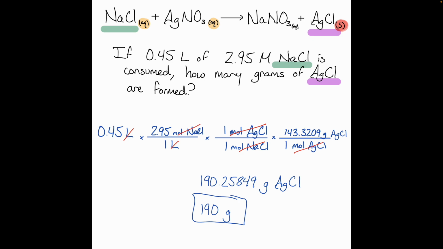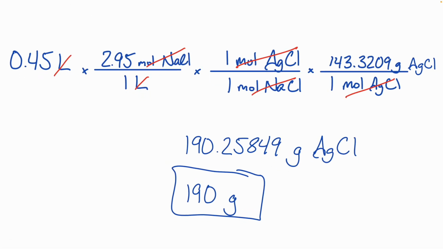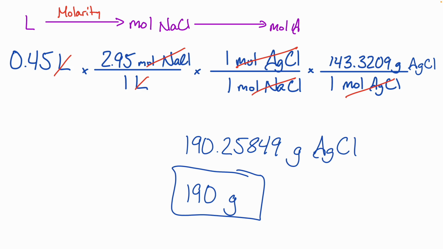Okay? All right, and what we can see is from a unit perspective here, we converted from our volume into moles, again, using that new unit, the molarity. We then converted from moles of sodium chloride to moles of silver chloride using what we learned how to do last week, our stoichiometric ratio. And then finally from moles of silver chloride into grams of silver chloride using our molar mass.